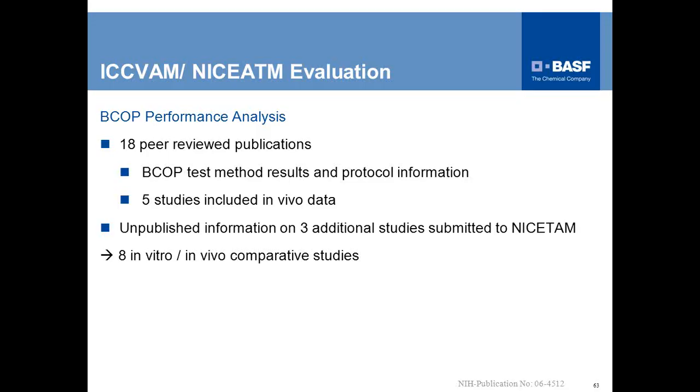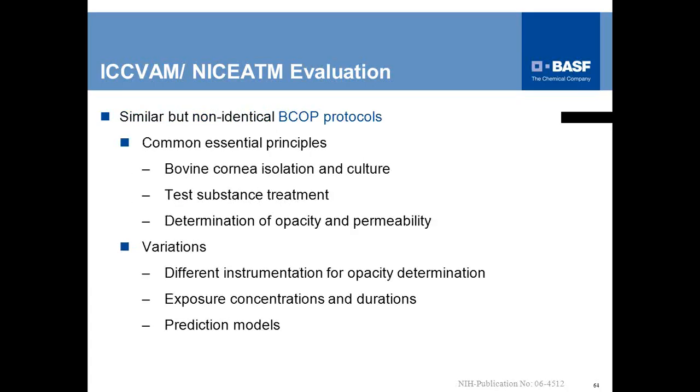The performance analysis was performed on 18 peer-reviewed publications. Those publications included BCOP test method results, as well as protocol information. And also 5 studies were what we nowadays would call validation studies comparing in vivo and in vitro data. Furthermore, unpublished information on 3 additional studies were submitted to NICETAM, and in total then 8 in vitro and in vivo comparative studies were used for the analysis of the assay.